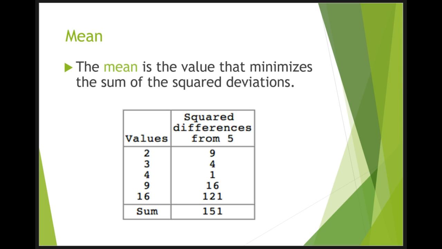The mean is the value that minimizes the sum of the squared differences. Here you can see that the sum of the squared differences from 5 is 151. For example, the difference between the first value of 2 and 5 is 3. Square 3 and you get 9, which is shown in the second column. The sum of the squared differences from the mean of 6.8 is only 134.8.